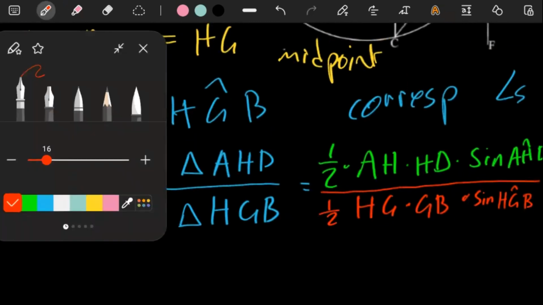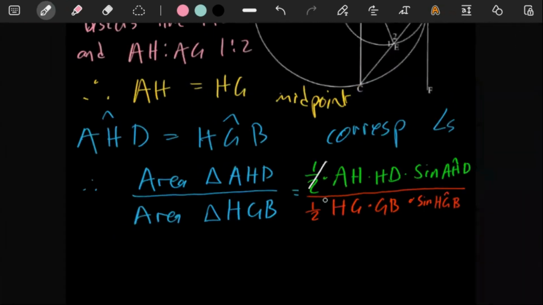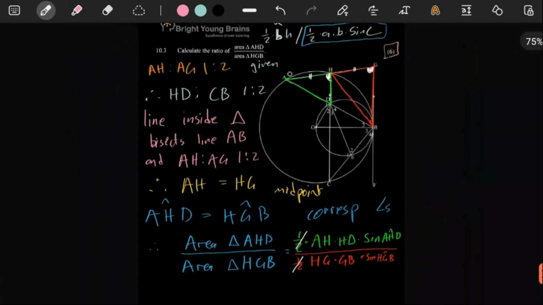Perfect. So at this point, everything seems like it's in place, because a lot of things are just going to be canceling each other out. The half here cancels the half down there. Now, if you look nicely, remember AH is the same as GH. So where you see AH up here, it cancels the HG down there. These we can leave for now. However, down here, these are also going to cancel each other out.